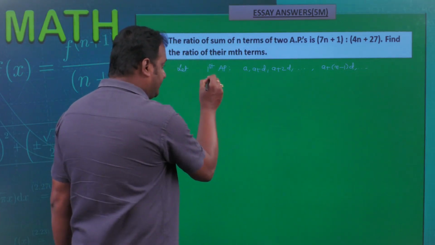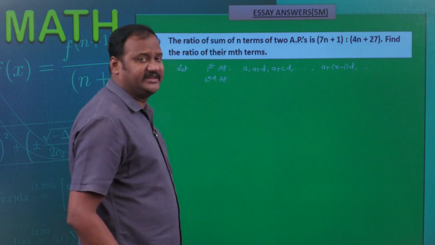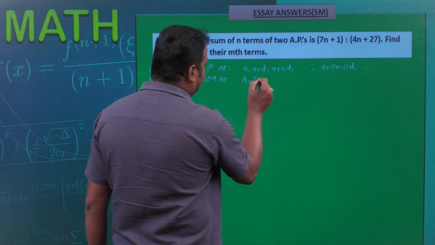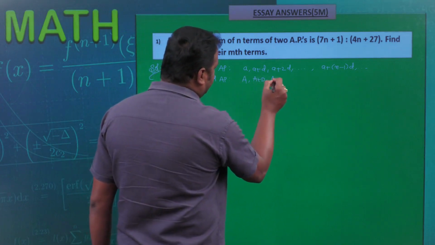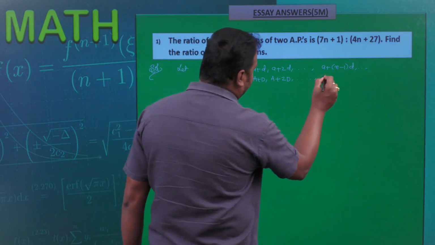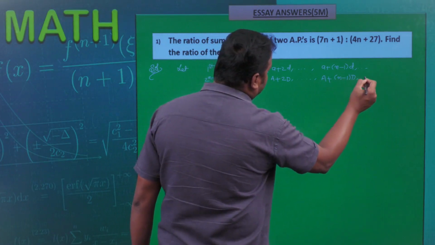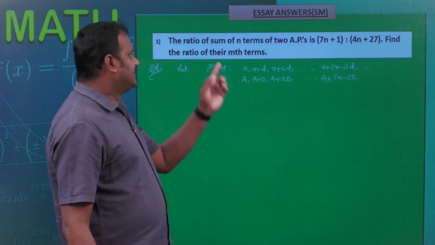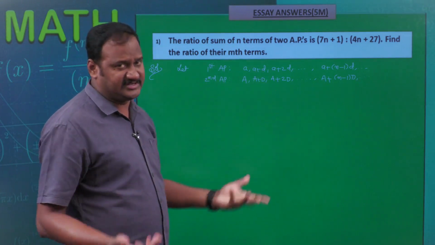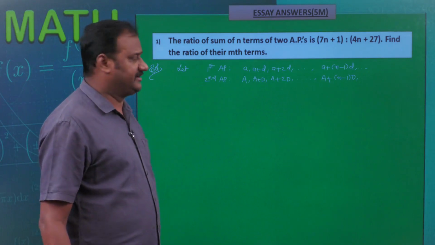And what would be the second arithmetic progression? For the second arithmetic progression, I go with capital letters, because both of them are different, right? A, A plus D, A plus 2D, and so on, A plus n minus 1 into D. See, I did not use capital N here because for the sum of n terms, the number of terms is n only, so n terms of both arithmetic progressions are given.